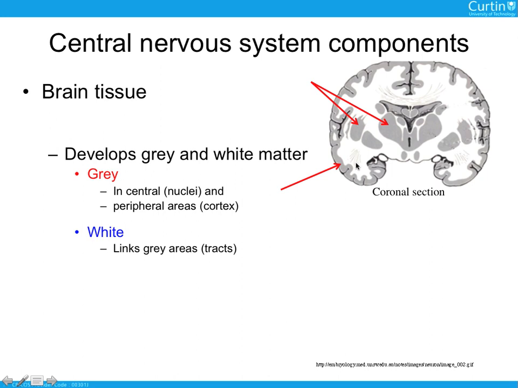And white matter, which you can see all around here, is going to link the grey areas. Now, some of this white matter is going to be contained within the cerebral hemisphere. Some of this is going to cross over to the other cerebral hemisphere. And some of this white matter is even going to go down to the spinal cord. And we have different names for those types of white matter, and we'll get to that later. So here's the white matter.